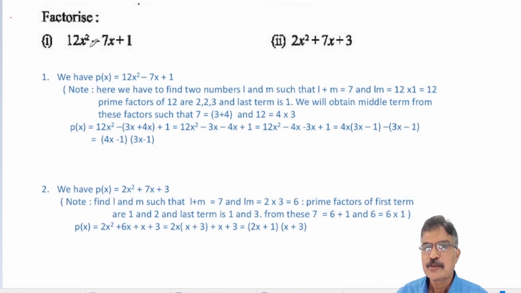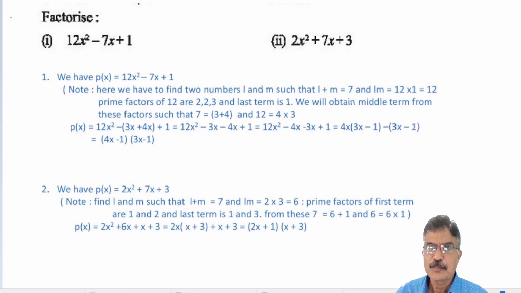Take this example: 12x square minus 7x plus 1. We have to find two numbers L and M such that L plus M is equal to the coefficient of x. Actually it is minus 7, but I take it as 7. And the product of the coefficient of x square and the constant term, that is 12 into 1, as L into M. Condition is L plus M is equal to 7 and L into M is equal to 12.